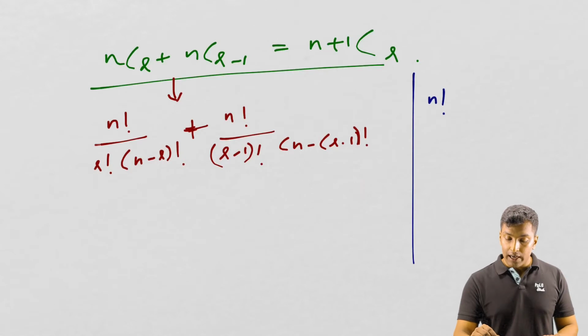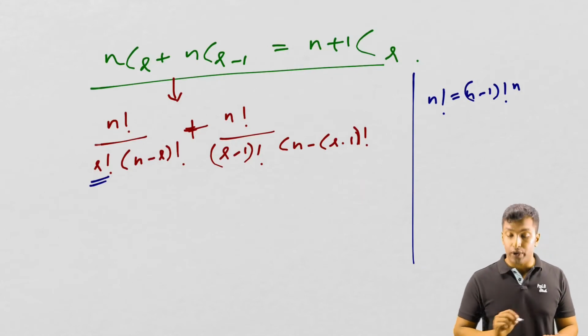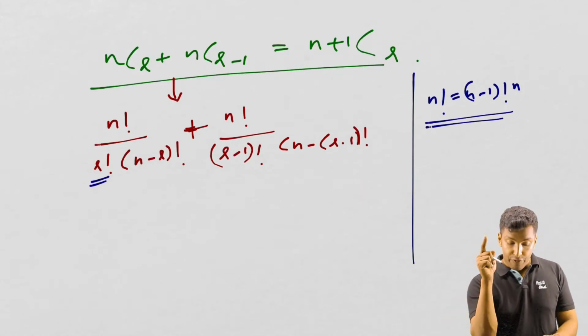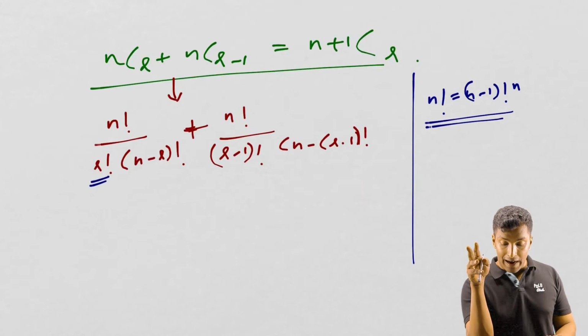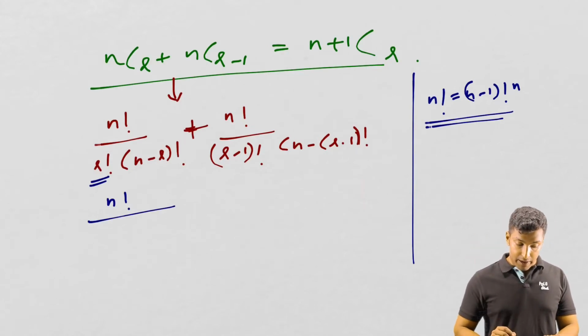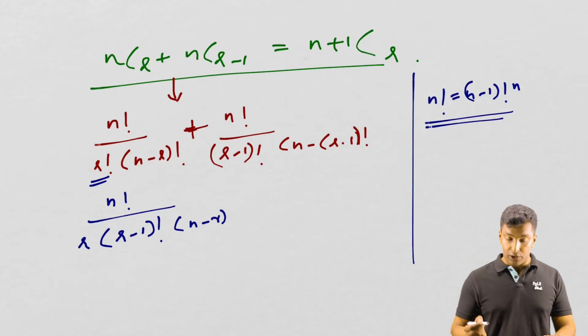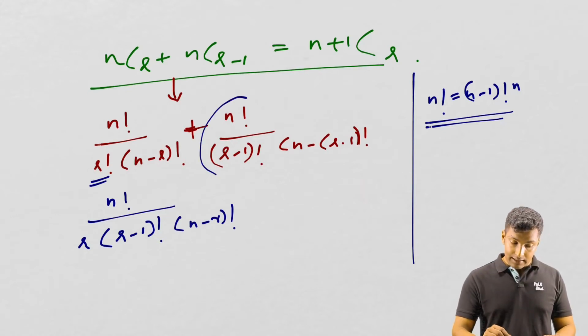That is, n factorial is what? n into n minus 1 factorial. So you can substitute this r factorial by using this identity. So r factorial will become r minus 1 factorial into r. So this you can write as n factorial divided by r into r minus 1 factorial, then into n minus r factorial. Okay, then write this just like that.